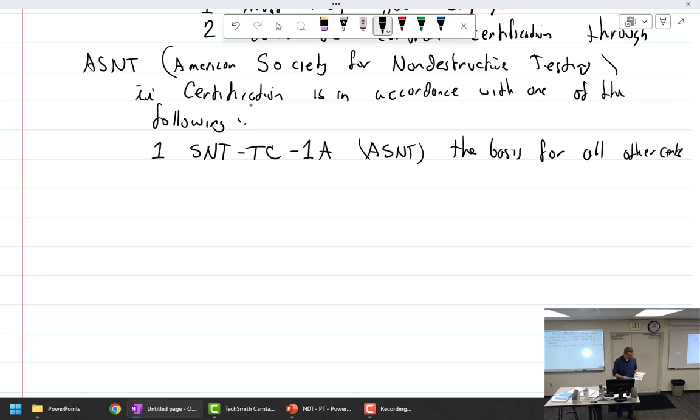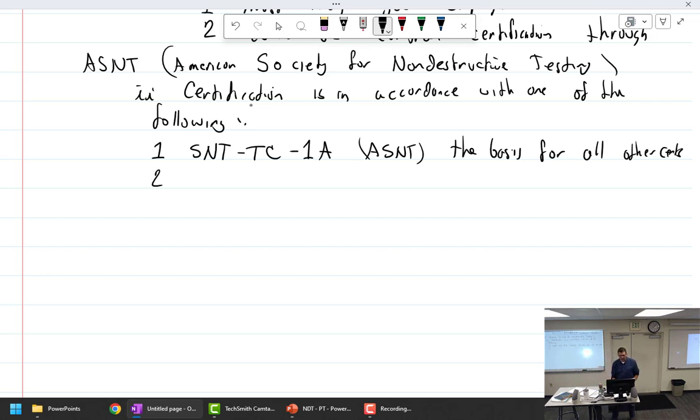But it describes exactly the procedures, what you're responsible for at level 1, level 2, level 3, how you would test them, definitions, levels of qualification, written practice, education, training, experience, requirements. So it's a very succinct document that just says, that's how you do it. It's surprising how small it is.